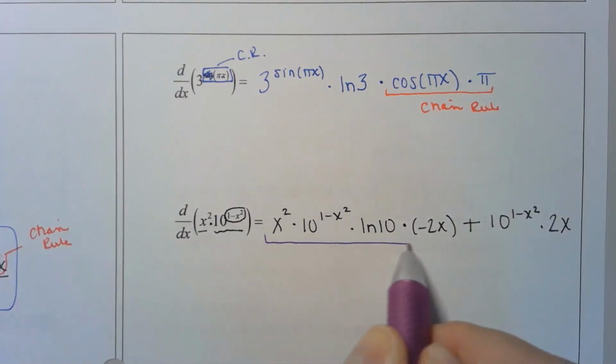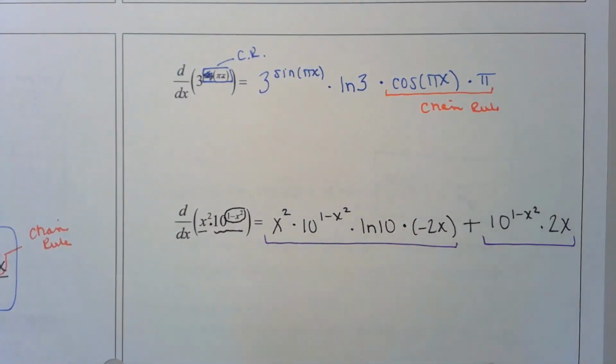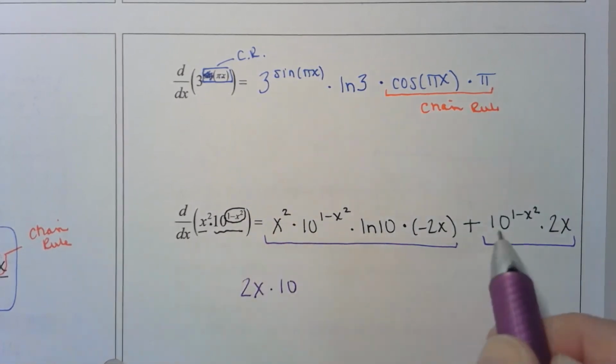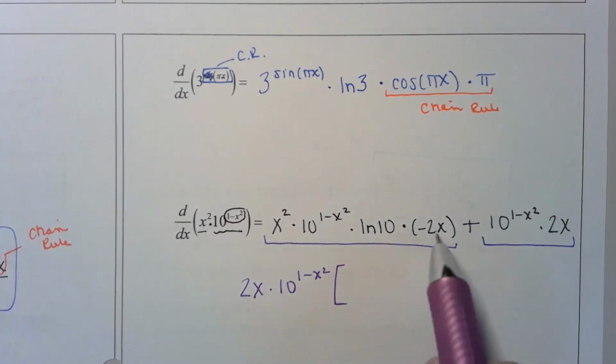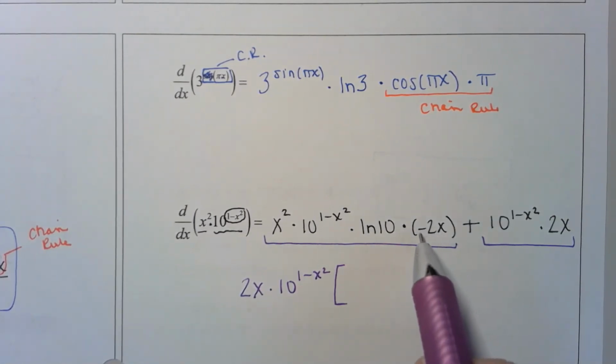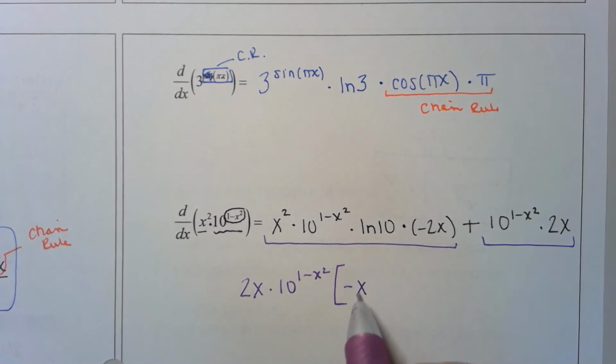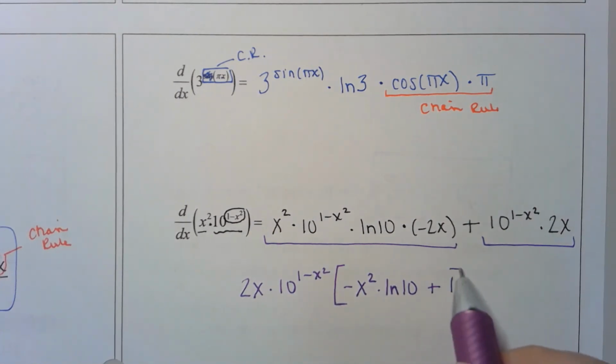I see two terms. They both have a 2x, and they both have a 10 to the 1 minus x squared. So if you want, you can clean that up. That leaves me with a negative x squared natural log 10 plus 1.